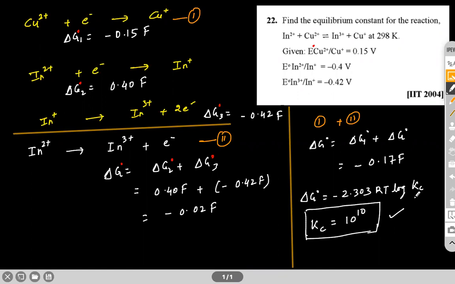Right, so I hope you have understood this. It's an easy question. Just all the data is given. You need to find out delta G naught for this, because if you find delta G naught, then you can write delta G naught is equal to minus 2.303 RT log Kc, and then you can find K, the equilibrium constant. Okay? Next question we see.